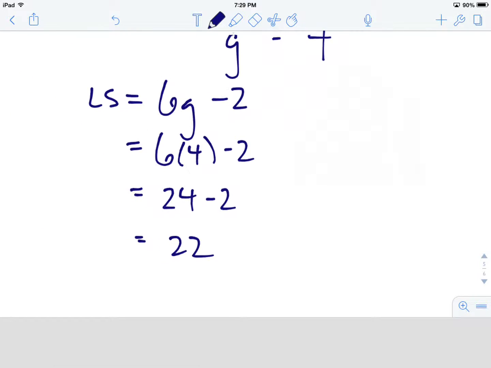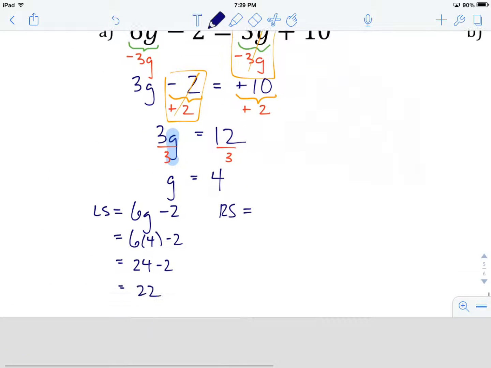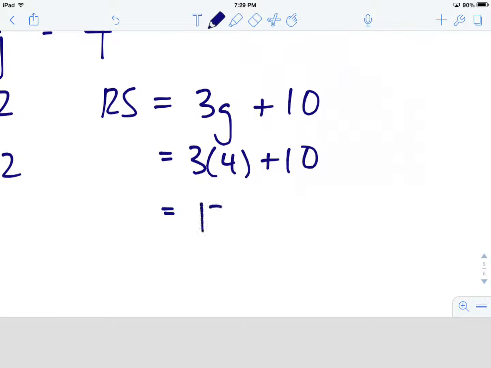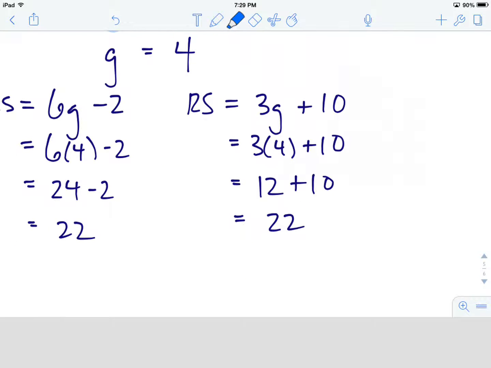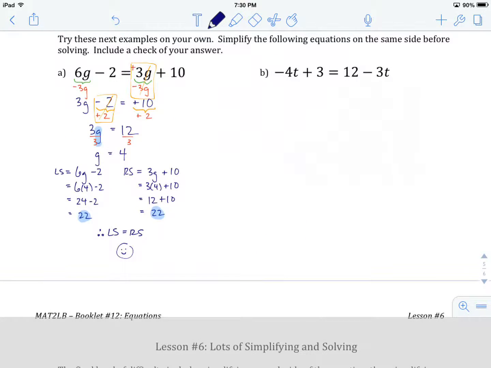Let's take a look at the right side of our equation. Right side equals 3g plus 10. So we have 3g plus 10. Again, we think that g is equal to 4, so 3 times 4 plus 10. Order of operations, multiplication first gives us 12 plus 10, which is equal to 22. So we're looking at 22 equals 22. Therefore, left side equals right side, and happy face. Good times. So this is how we go about solving and checking a multi-step equation simplifying across the equal sign.